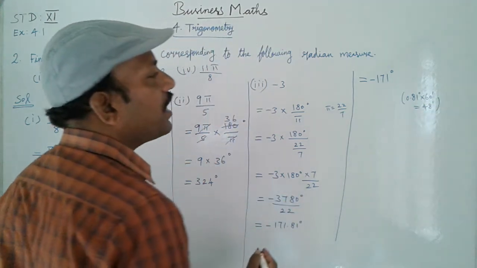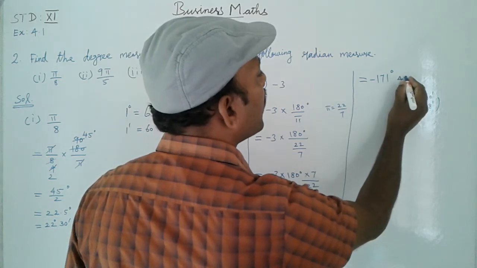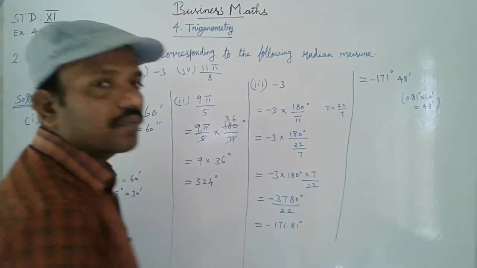It's multiplied then by 48 minutes. So minus 171 degrees 48 minutes is the answer.